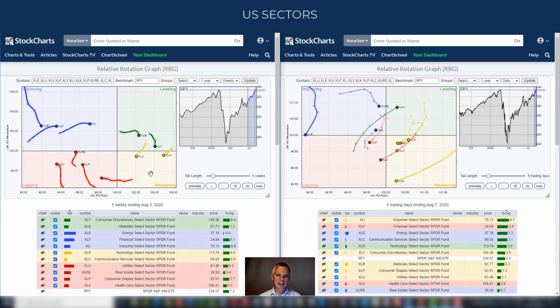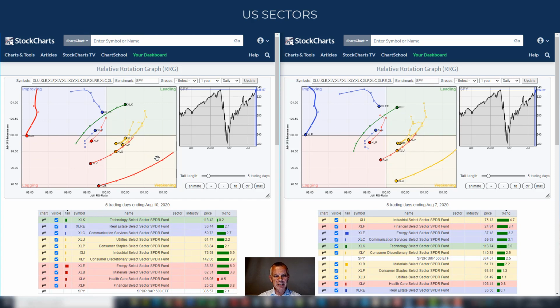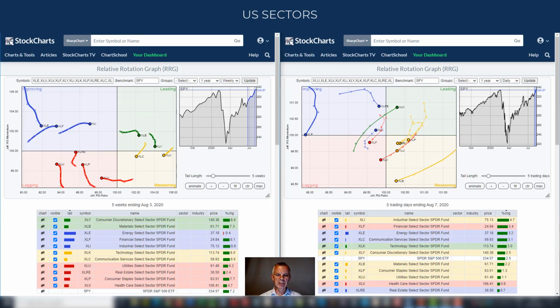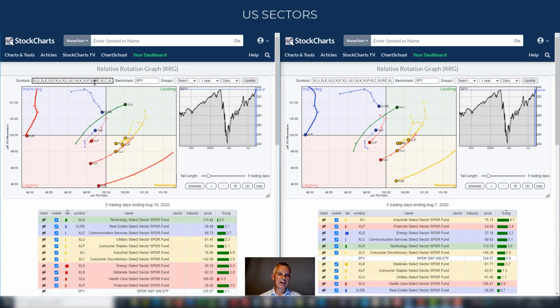southwesterly direction. And here's the chart ending last Friday. So this is the week beginning August 3 that ended on August 7. And what I then did is I went to the daily chart, to the daily RRG, and then this is what you see. And let me highlight that because it's XLB, XLY, XLC, and XLK. So I'm going to zoom in on those 4. So it's XLB, XLC, XLK, and XLY.